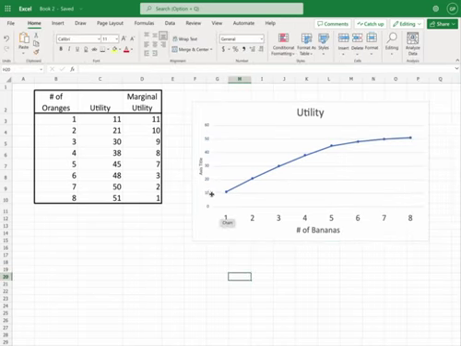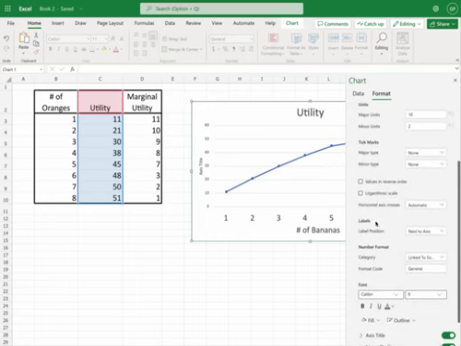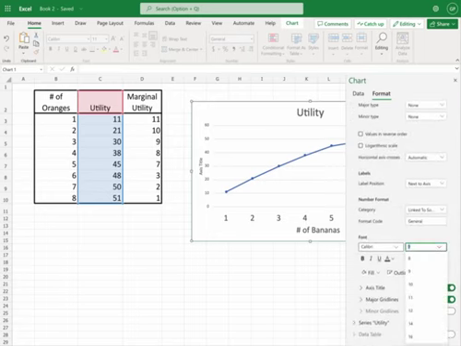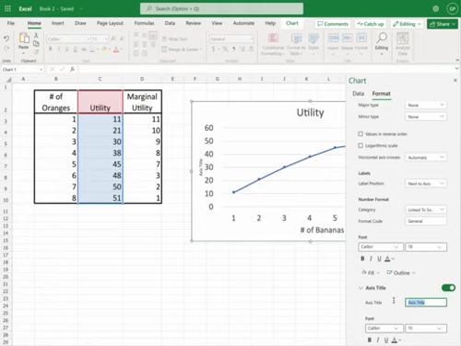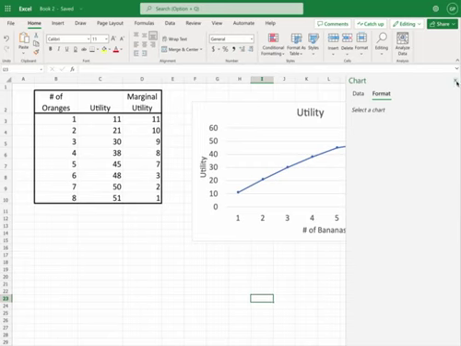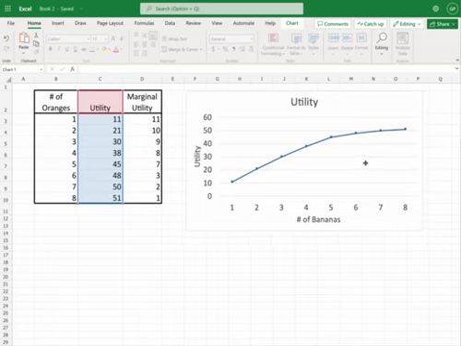Okay? And let's do the same thing for the y-axis, the vertical axis. Make that font 18, and the axis title is going to be utility. And that font, we will also make 18. All right, so there you go, over a couple minutes.